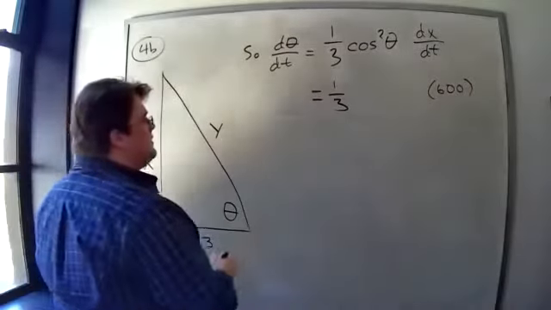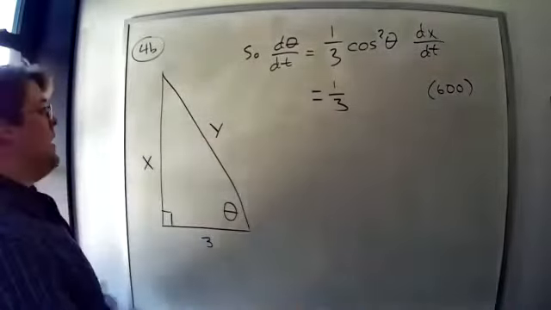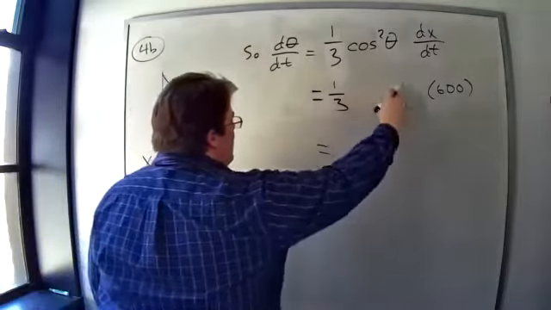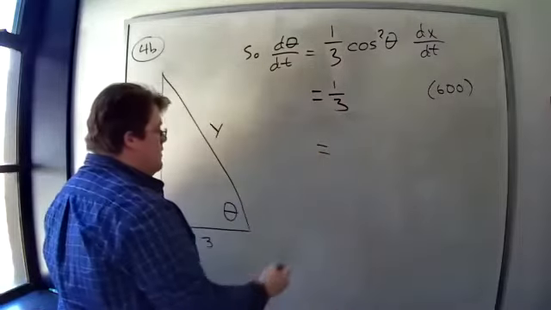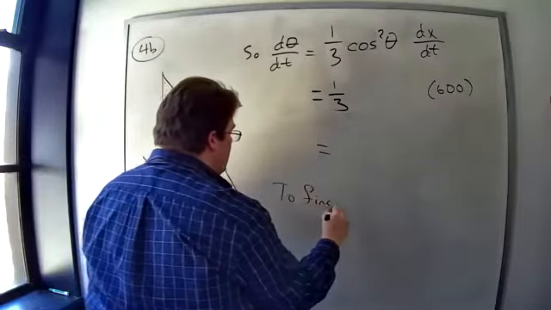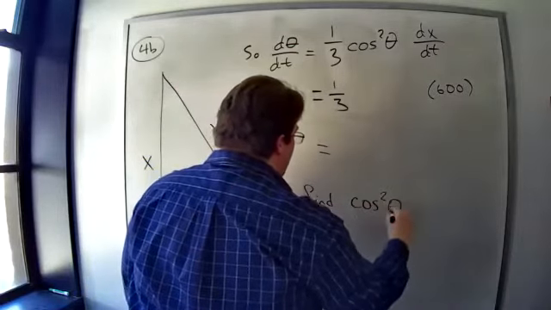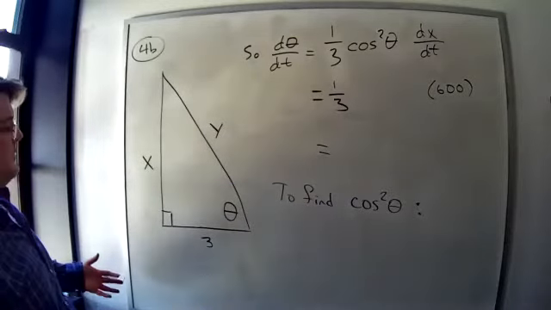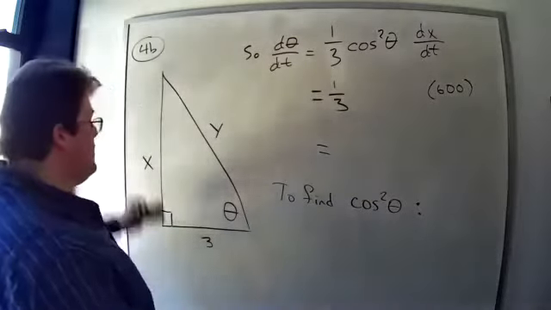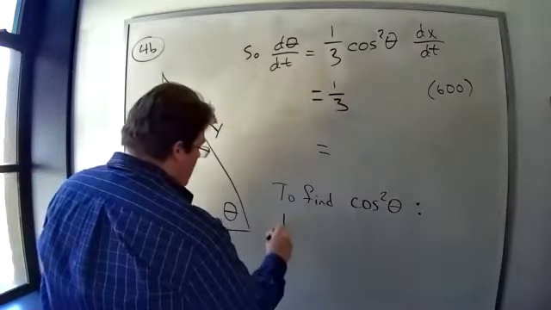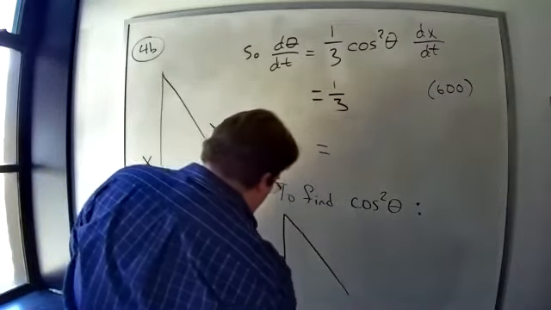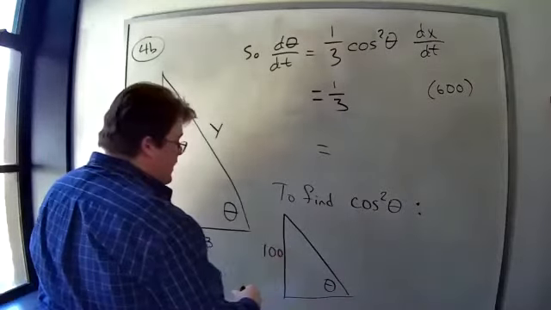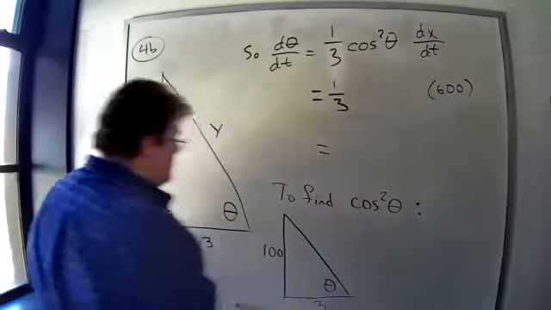How do we find cosine? Well, how do we find cosine of theta? And then how do we find cosine squared of theta? So I'm going to fill that in here and then write the answer here and do side work here. So to find cosine squared of theta, well, we're considering this triangle when x equals 100. When x equals 100, that side is 100, that side is 3.